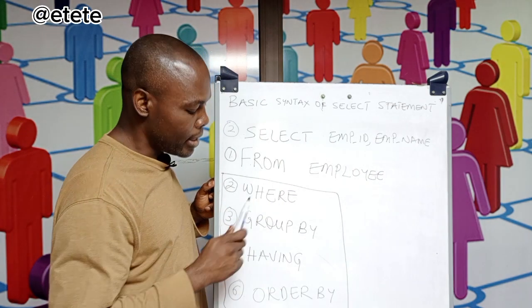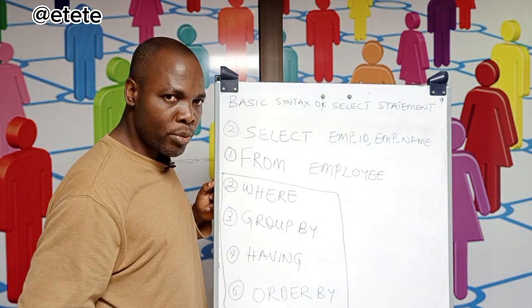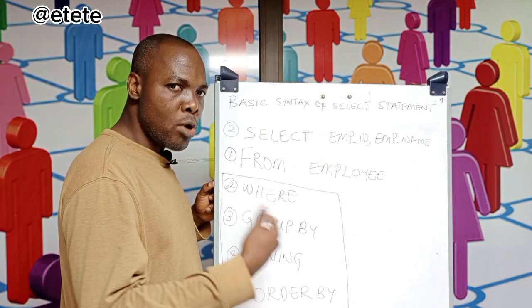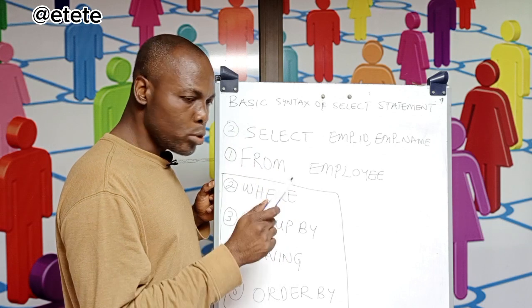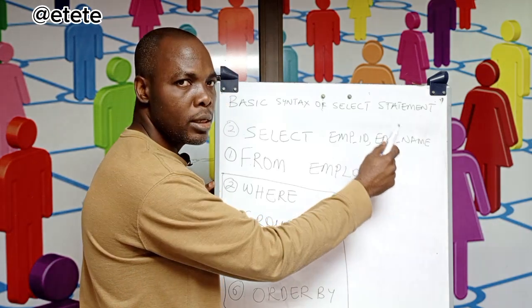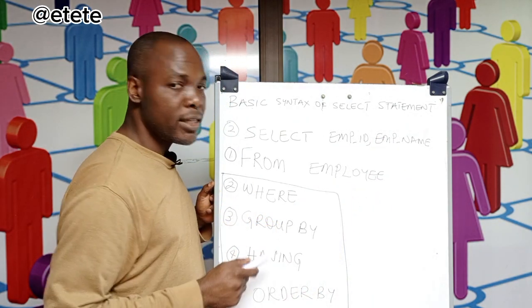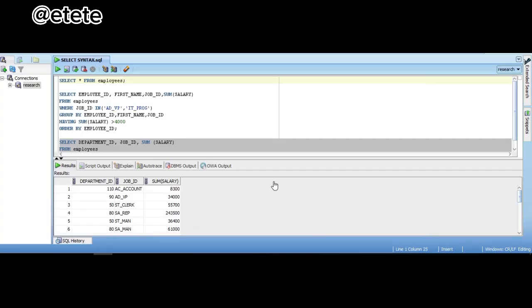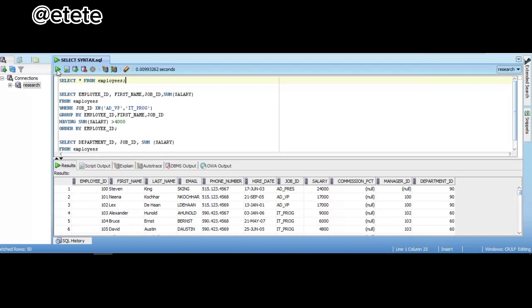So this is the syntax. These are not mandatory. These are optionals. But you'll be seeing them as we go on in our training. But the ones you will use mostly are select and from. So from the source, you tell us the columns that you want to pull out. So that is what I have to show you in basic syntax of select statement. As you can see, on this script, I have my select from employee. Now, when I execute this, it's going to show me all the things that are in the employee table.